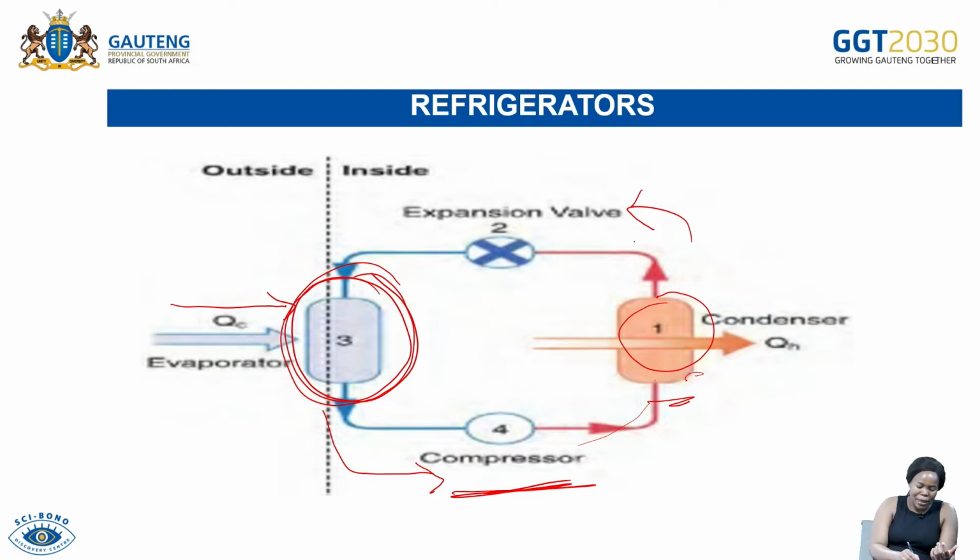So remember, this is happening on the outside, where we get our cold air from. And this is happening on the inside, so that we are able to change whatever is hot to being what? To being cold inside the refrigerator.